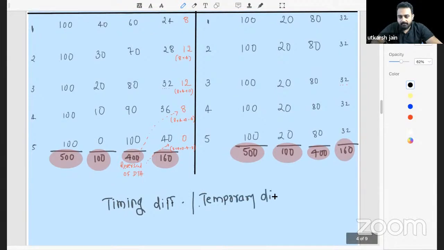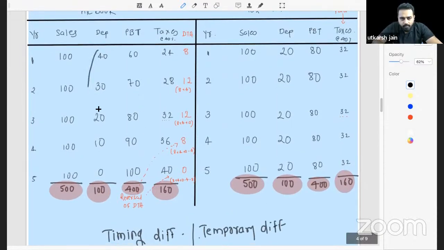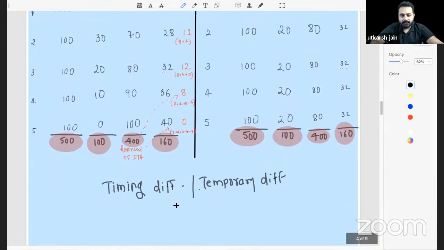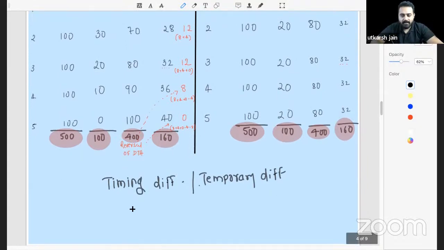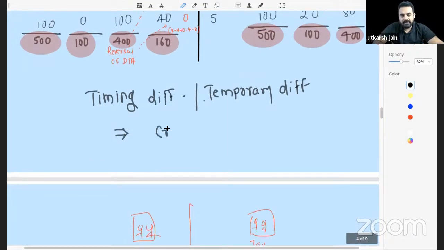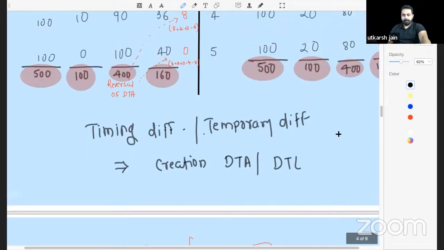Correct? Over the period of time, it's going to be same. It's just a temporary difference. If I charge more depreciation here in the earlier years, then I will have to charge a lower depreciation in the later years. So it's a temporary difference or it's a timing difference. And we create a deferred tax asset or a deferred tax liability only and only for the timing or temporary differences. So whenever there is a timing difference or temporary difference between the two laws, this results into creation of deferred tax asset or deferred tax liabilities.